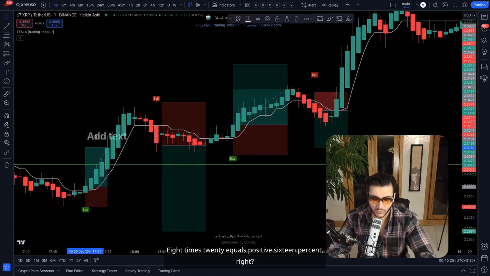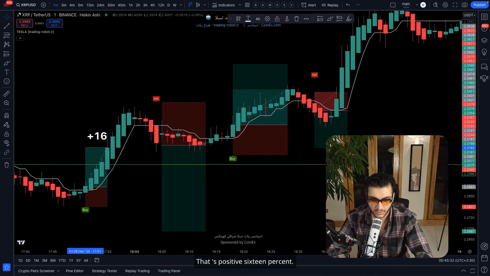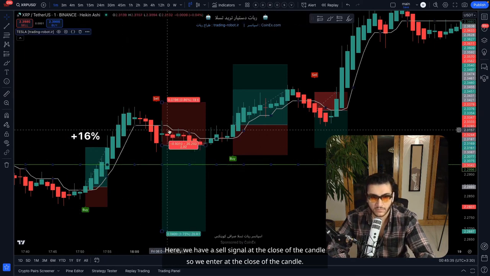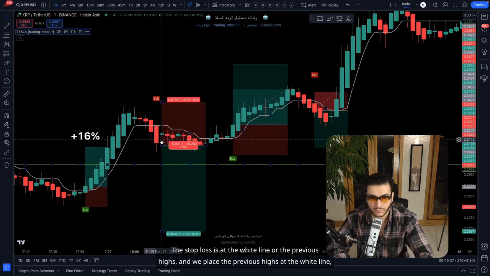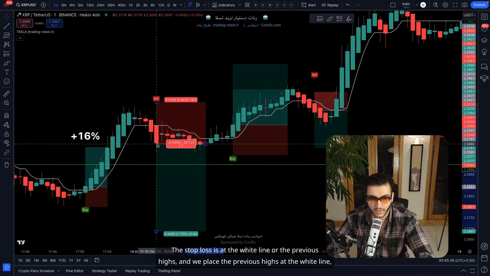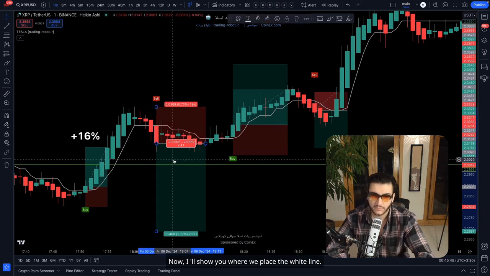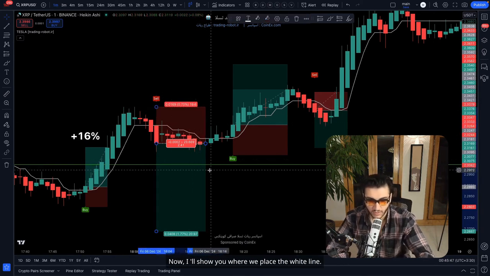8 times 20 equals positive 16%, right? That's positive 16%. Here we have a sell signal at the close of the candle. So we enter at the close of the candle. The stop loss is at the white line or the previous highs. And we place the previous highs at the white line, which is very close. Now I'll show you where we place the white line.